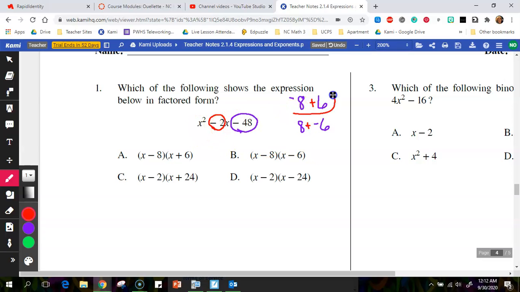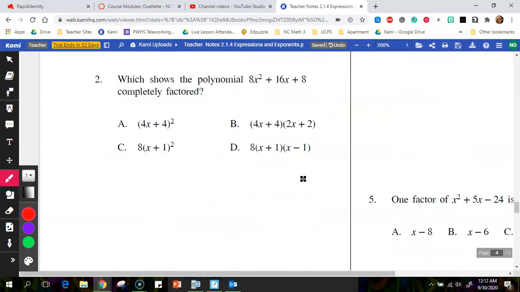It's going to be this one. So this is what's going to go in the parentheses. My parentheses are going to be x minus 8 and x plus 6. So which one of these matches? The x minus 8 and the x plus 6. Answer choice A. So let's look at number 2 down here.